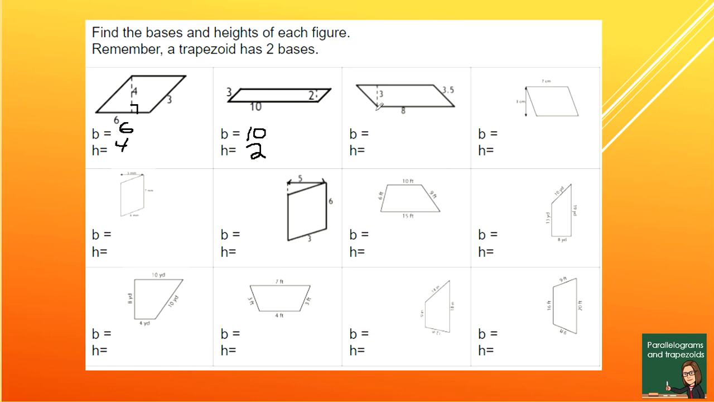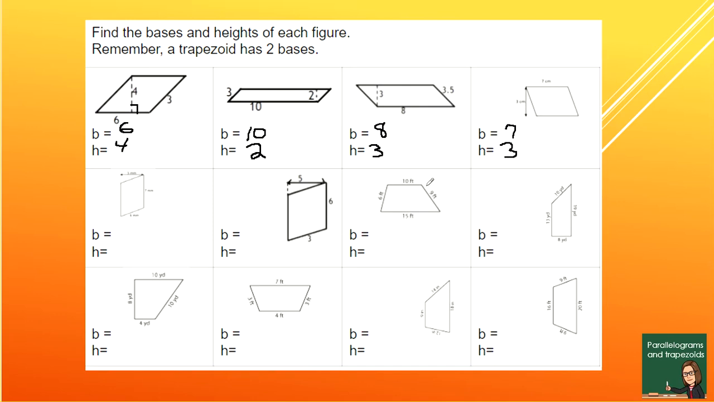Okay, looking at the next one. The one that's going to be our base is here. That's the 8. And then our height is a 3. So that's just very simple. Let's look at this next one. This one is a little bit different. You see how the base is 7. And now the height is going to actually be on the outside with a little line here. So that one's going to be 3. So sometimes it's on the outside.